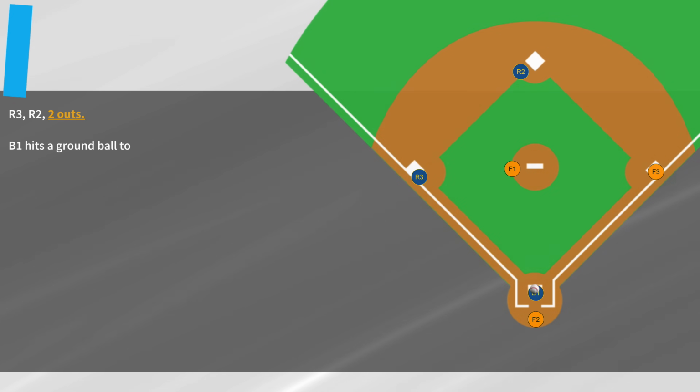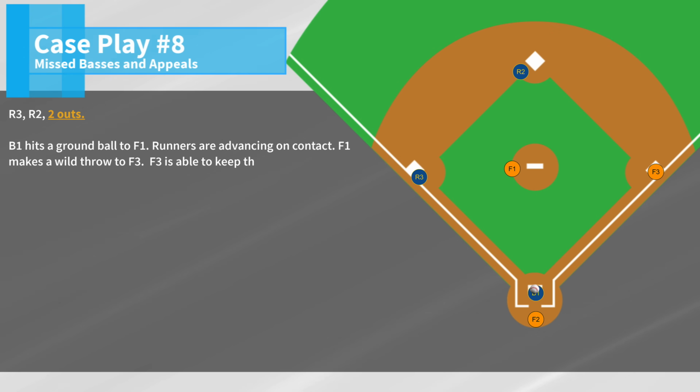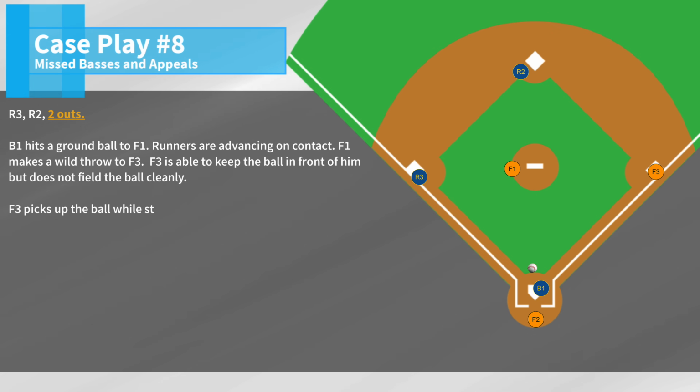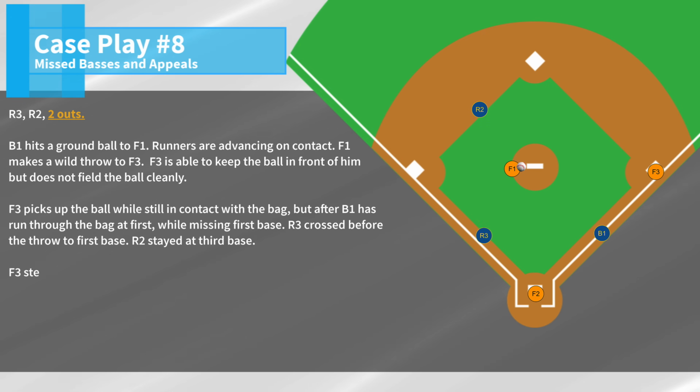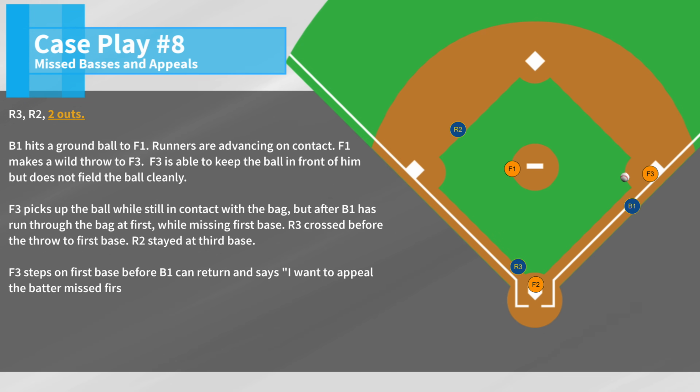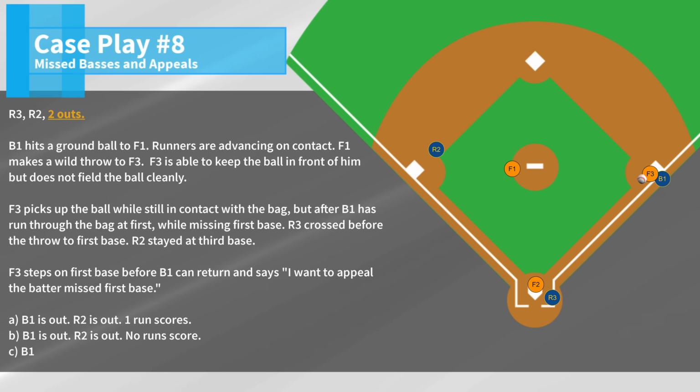Case play number 8. R3, R2, 2 outs. B1 hits a ground ball to F1. Runners are advancing on contact. F1 makes a wild throw to F3. F3 is able to keep the ball in front of him, but does not field the ball cleanly. F3 picks up the ball while still in contact with the bag, but after B1 has run through the bag at first while missing first base.